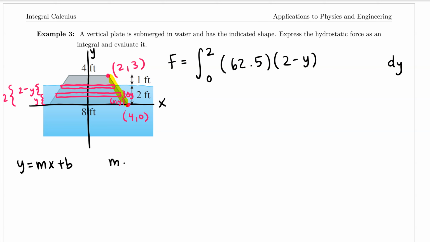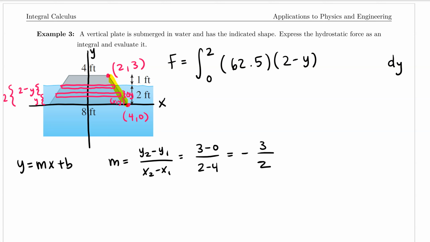I'm going to solve for the slope by using the slope formula, y2 minus y1 over x2 minus x1. So that's going to be equal to 3 minus 0 over 2 minus 4. Hopefully you can recognize from the picture that the slope of that line segment is negative, so if you get a positive number, you probably did something wrong, like I was just about to do. So 3 minus 0 is 3, and 2 minus 4 is negative 2. So our slope ends up being negative 3 halves.